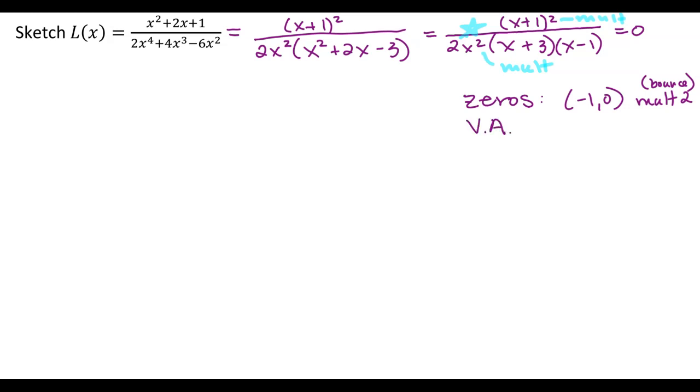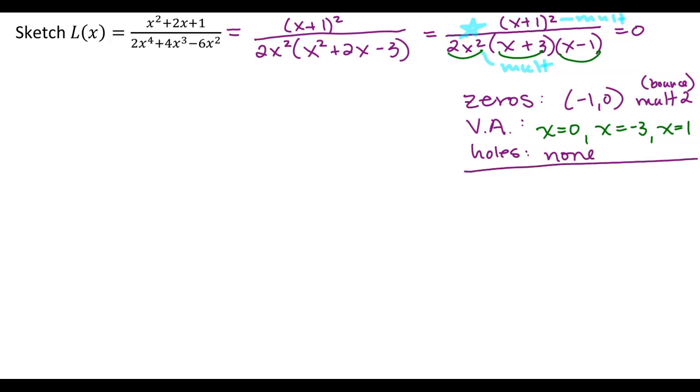Vertical asymptotes. There are actually 3 factors that I need to be worried about. There's the 2x squared, the x plus 3, and the x minus 1. So 2x squared will equal 0 if x is equal to 0. X plus 3 will equal 0 if x is -3, and x minus 1 will equal 0 if x is 1. For holes in the graph, we already said nothing looks like it's going to cancel, so there are none.